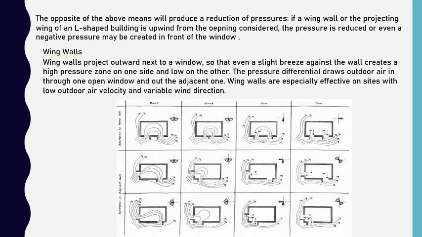Wing walls. Now the point is, what do you understand by wing walls? Wing walls project outward next to a window so that even a slight breeze against the wall creates a high pressure zone on one side and low on the other. The pressure differential draws outdoor air in through one open window and out the adjacent one. Wing walls are especially effective on sites with low outdoor air velocity and variable wind directions.